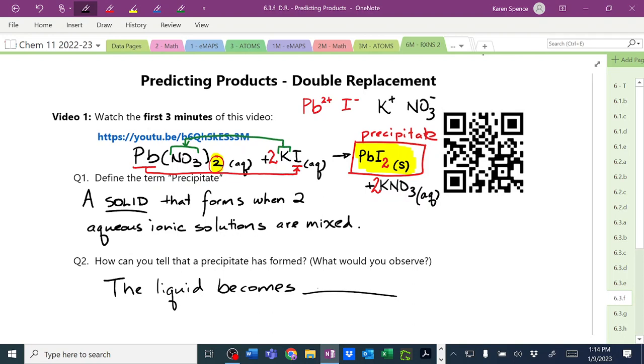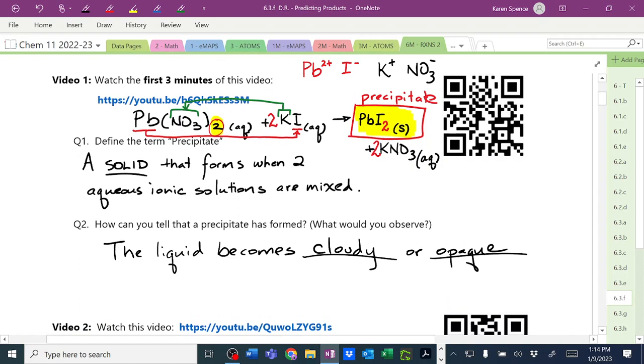Yes. Is it clear? When we pour it together, it's not clear, right? So it is cloudy or opaque, okay? It becomes cloudy or opaque. It just depends on how much of the precipitate there is. If there's only a small amount, it will only look cloudy, okay? If there's a lot, like we had, it can look opaque, and that's because the solid particles scatter the light.